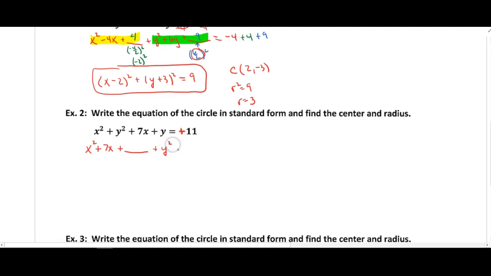Plus y squared plus y, I'm going to have to make that a perfect square, so I'm going to have to add something, equals 11. Well, right here, what do I have to add here? Well, I take half of that 7 and I square it. I want you guys to keep this in a fraction form. 7 to the second is 49, over 2 to the second is 4. If I add 49 over 4 here, I'm going to go ahead and add it over here.